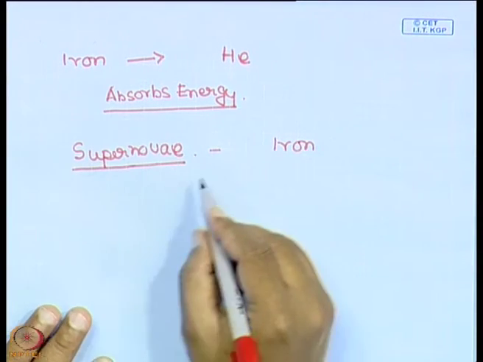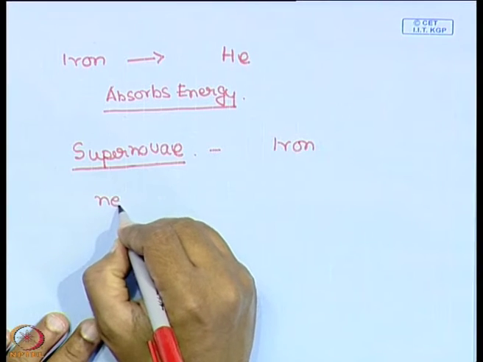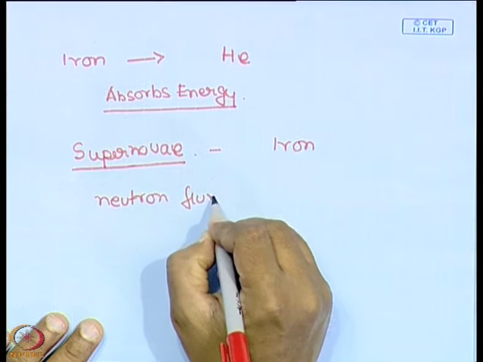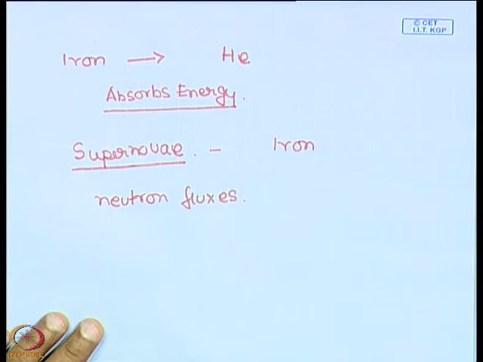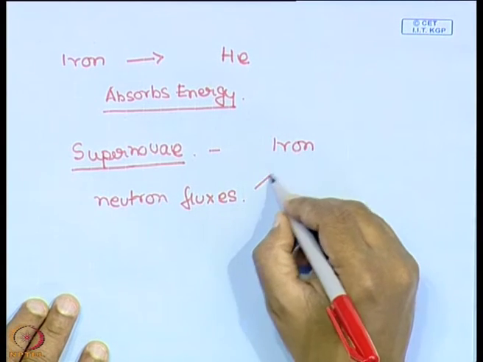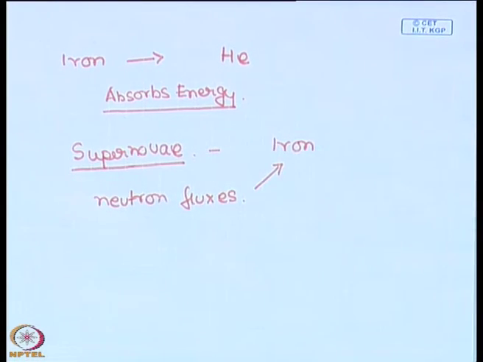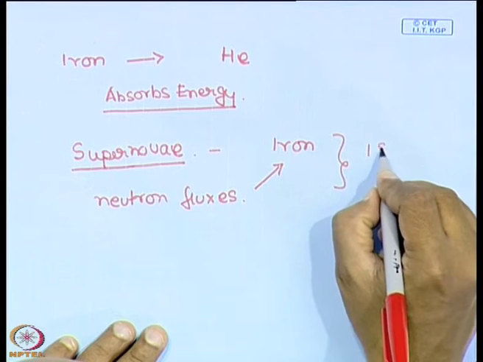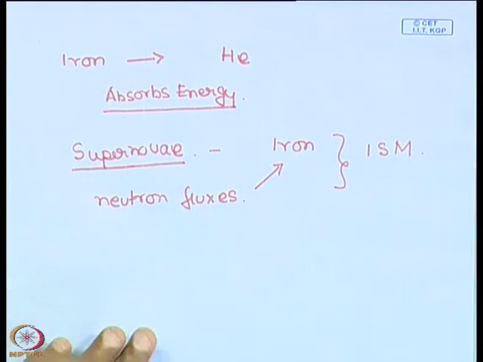There are large neutron fluxes during this. And the neutrons impinge on the iron to produce the heavier elements, and all of these are ejected into the interstellar medium, which then forms the material on which the next generation of star formation occurs.